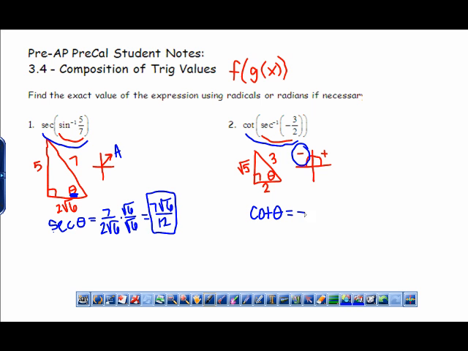It's negative. Okay, quadrant 2, cotangent gives me a negative answer. Okay, now let's think about TOA. Tangent would be opposite over adjacent, but cotangent would be adjacent over opposite. So 2 over root 5, and this simplifies to negative 2 root 5 over 5. And there's my answer.